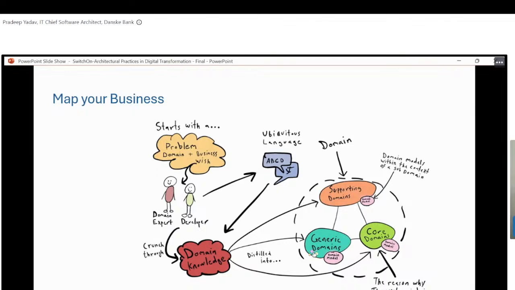So the key takeaway from here is that our main goal is to bring the business and technical teams onto the same page, so that everybody talks the same language and we create artifacts out of it, which we can keep iteratively working on together.